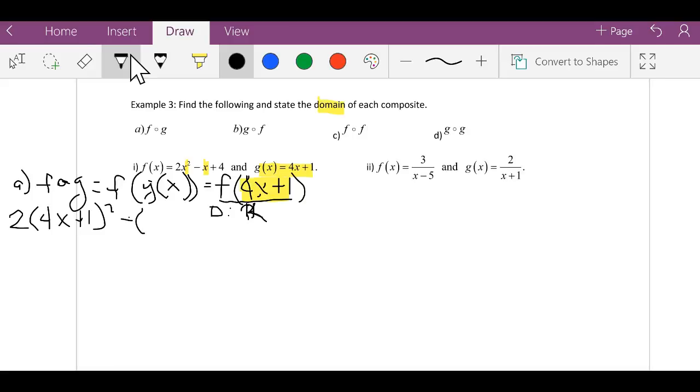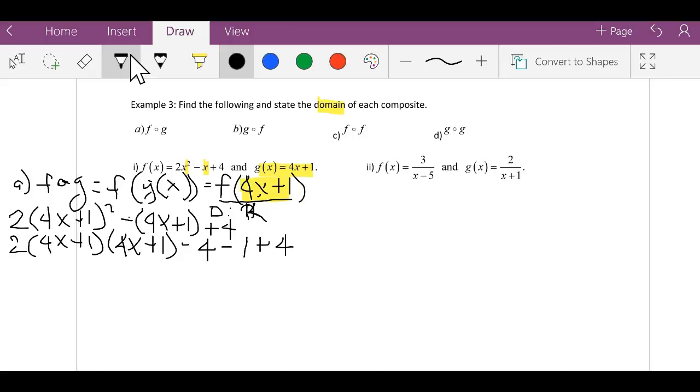Don't forget, if you're going to subtract a polynomial, you're going to need a set of quantities, a set of parentheses. So (4x plus 1) and bring down my positive 4. And from here, we will distribute. So instead of just doing it in my head, I'm just going to write this out twice. (4x plus 1) times (4x plus 1). That's what a square power means. And then distribute the negative. So this is going to be a minus 4x minus 1, bring down my positive 4.